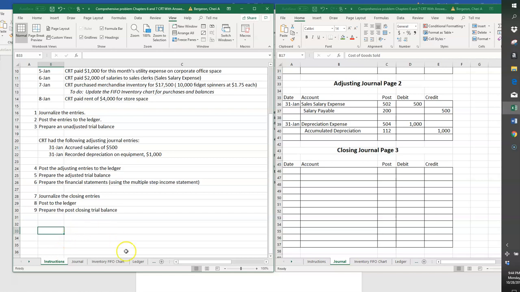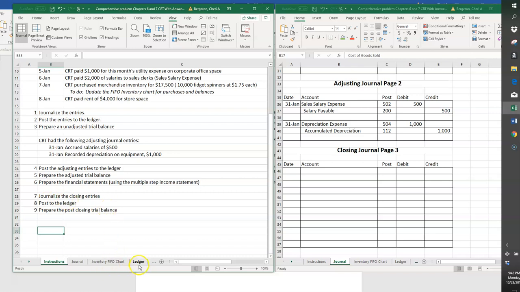So we've just finished making our adjusting journal entries, preparing our adjusted trial balance, and preparing our financial statements. Now it's time to get our company ready for the next accounting period. So we need to close the temporary accounts. All right, so step seven, journalize the closing entry.